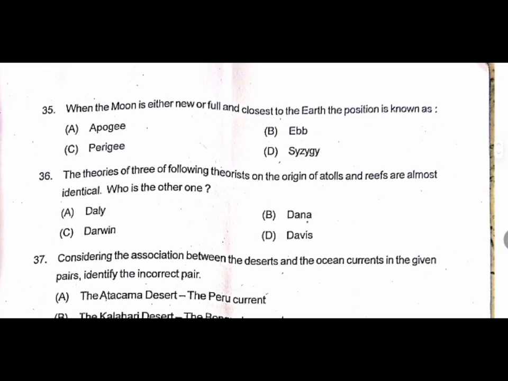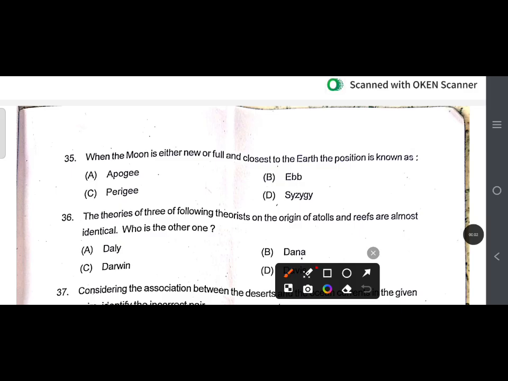35. When the moon is either new, full or closest to the earth, the position is known as. ठीक आंसर टी हबो ऑप्शन सी. Question number 36. The theories of three of following theorists on the origin of atolls and reefs are almost identical. Who is the other one? ठीक आंसर टी हबो ऑप्शन सी.